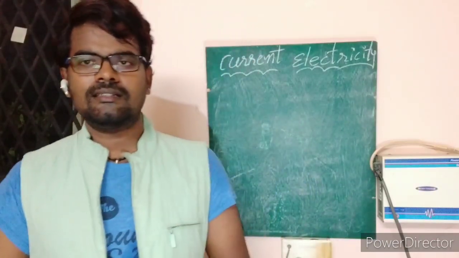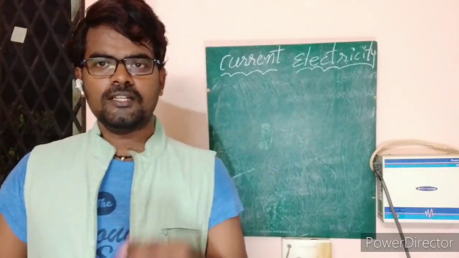Current, we can simply say, is free flow. If anything can freely flow, then we can say it is a current. That may be an electric current, an air current, or a water current, whatever. These currents depend on how the flow is. If the flow is free, then we can simply call it a current.